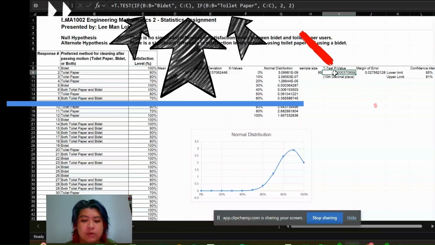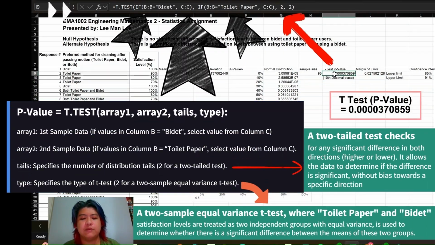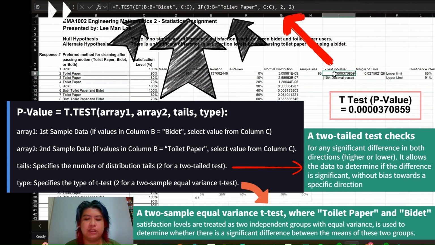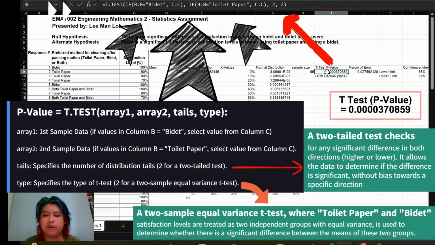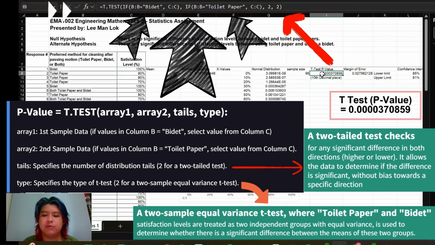Next, I perform a t-test to determine if there's a significant difference between the average satisfaction levels of the two groups. A t-test helps us figure out if the difference in average satisfaction between the two groups, toilet paper users versus bidet users, is meaningful, or if it might have occurred by chance. It's a scientific method to see if people generally feel more satisfied using one method over the other.